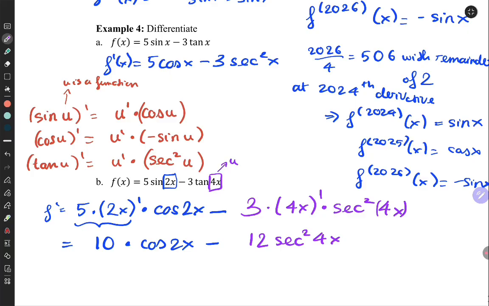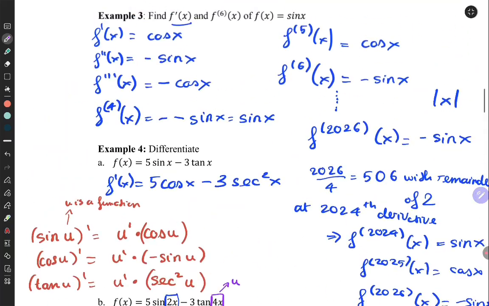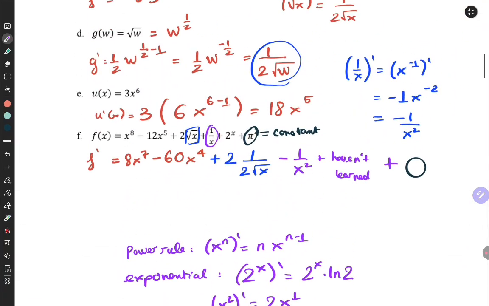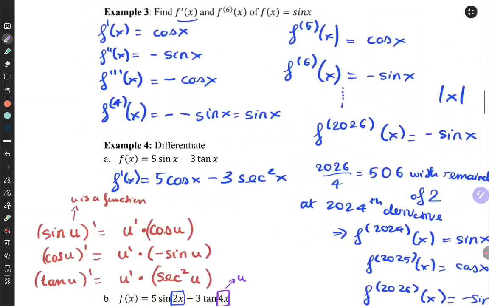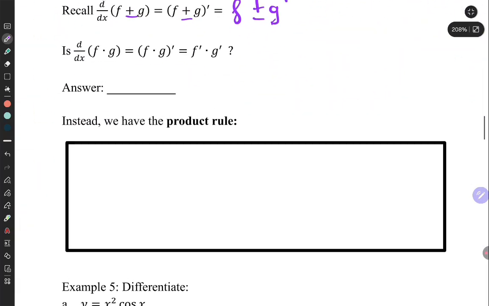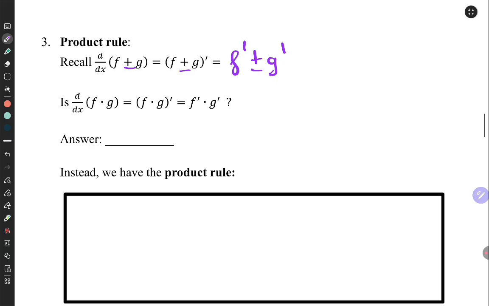The derivative of this minus the derivative of that, right? You also just did that right here. You did that how many times? One, two, three, four, five times right there. So for the derivative of a sum or a difference, it's just the derivative of each term inside. Simple as that. But it begs the question: is the derivative of a product equal to the derivative of each one of them, and then you multiply them? The answer is no.